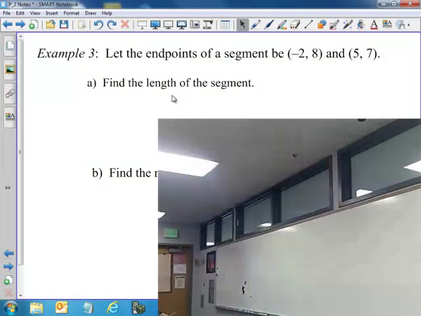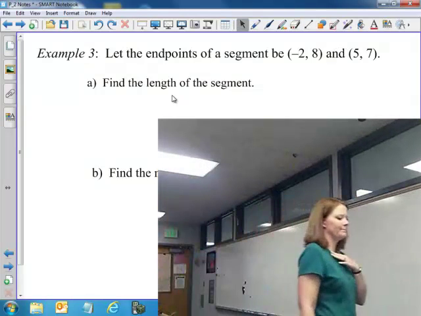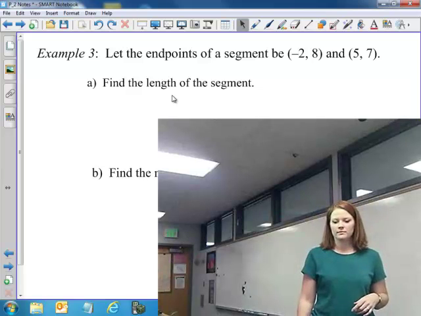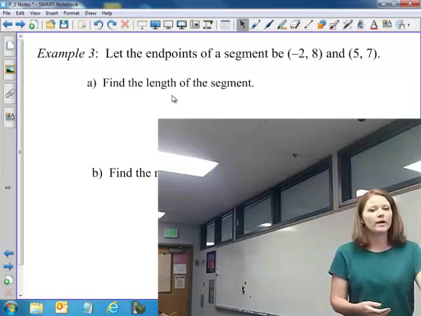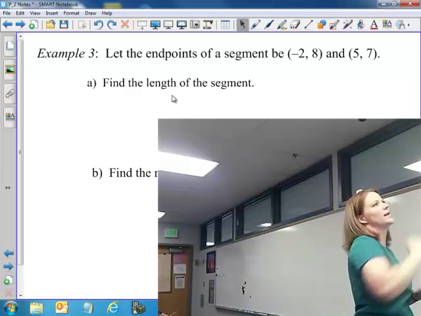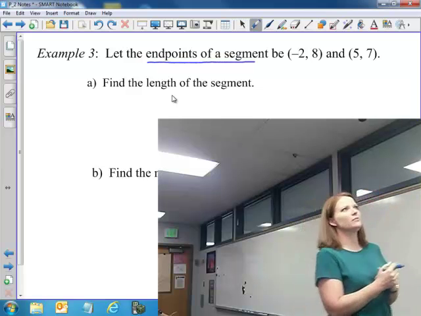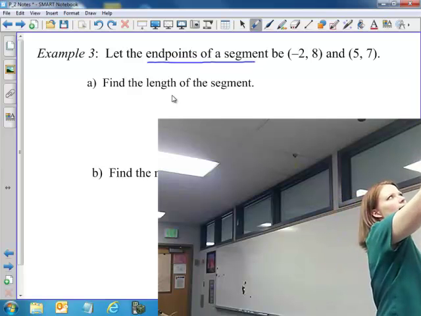Let's just start that problem over. Just the problem, or you want to start the whole thing over? Just do example 3 over. Okay. Pretend like you just got there. 1, 2, 3. All right, so we're going to do the endpoints of a segment, just like what Mr. Lecky just had. And we've got -2, 8, and we've got 5, 7.